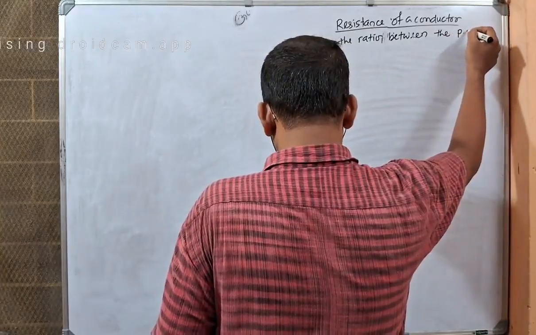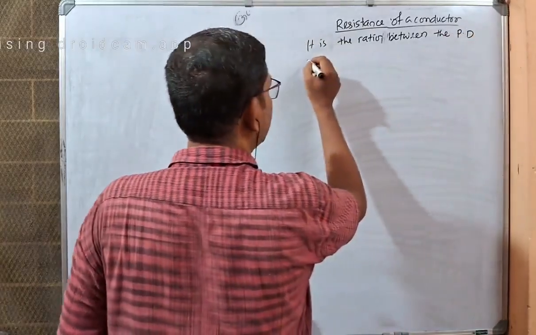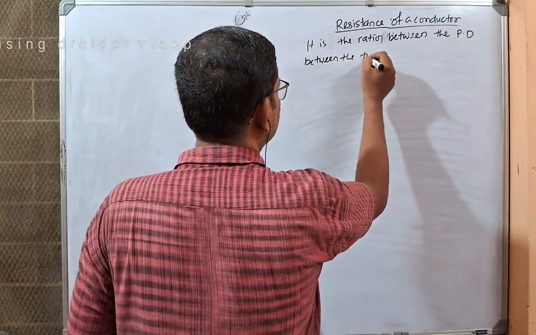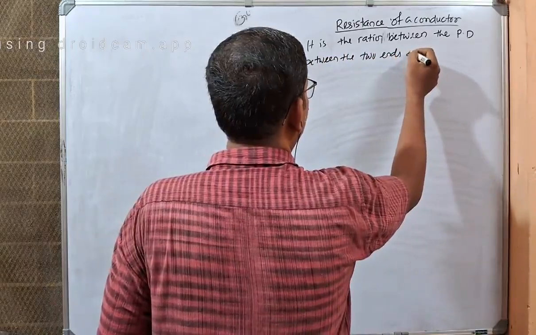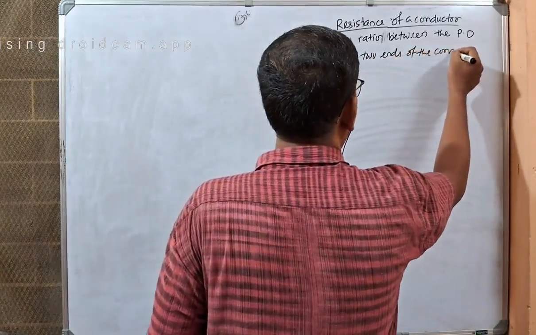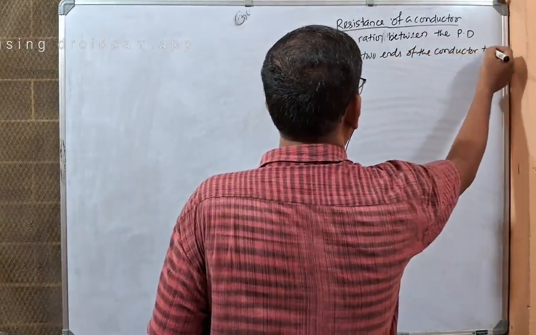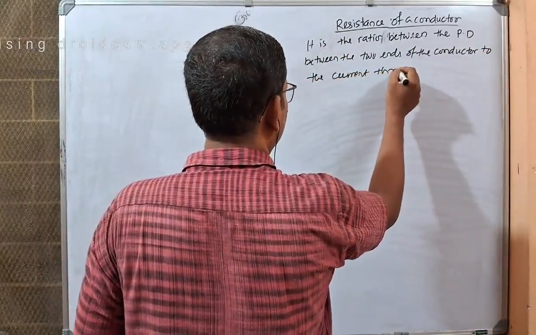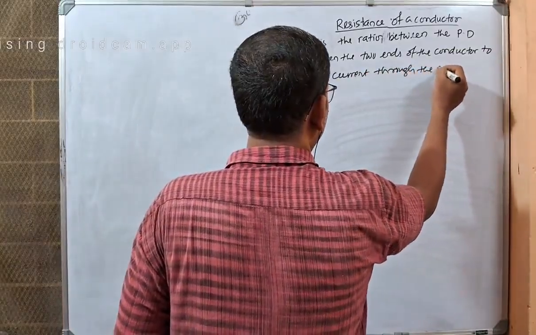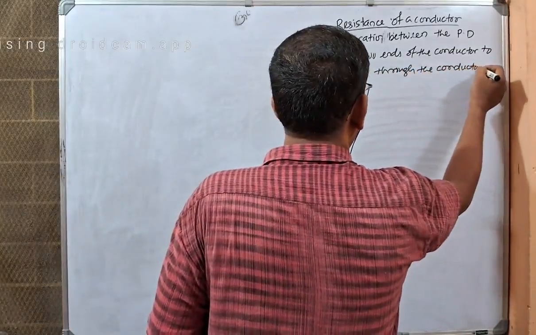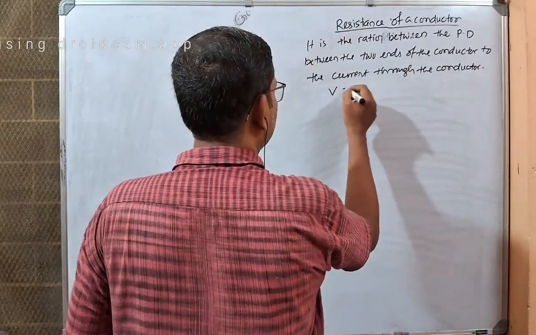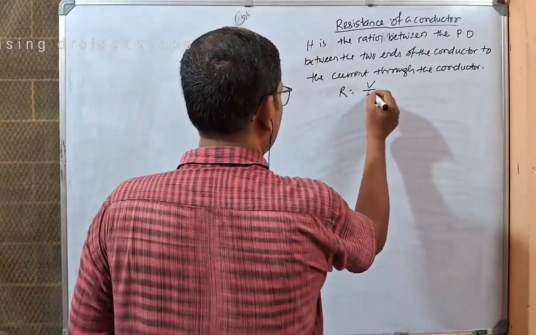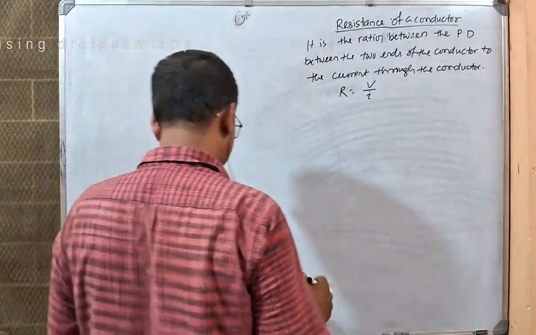So R is equal to V by I. Now this is the first definition. Okay.